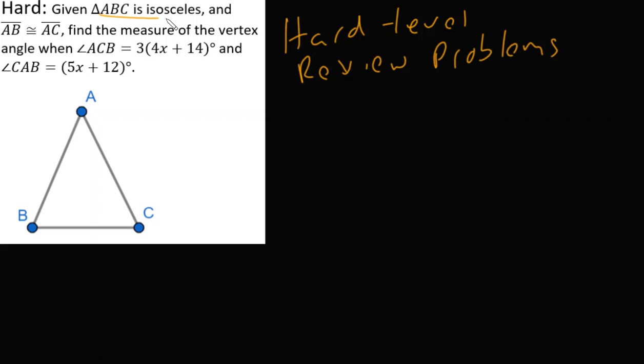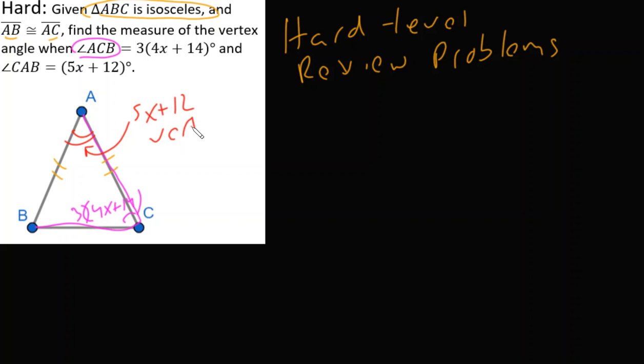Now, the first one says given ABC is isosceles. That means we know that two sides here are going to be congruent, and that AB is congruent to AC. Well, I can put two tick marks there, two tick marks there. Find the measure of the vertex angle when angle ACB, let's use this as a purple, ACB, that's that angle right there, is 3(4x + 14). I don't know why they did backwards parentheses. And then we also have our other angle, CAB, which is right there, will be 5x + 12.